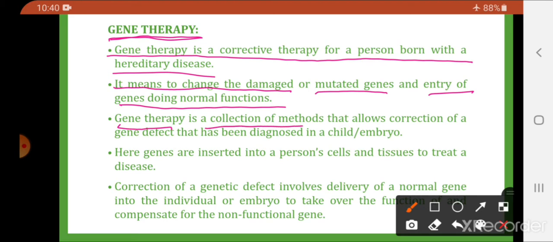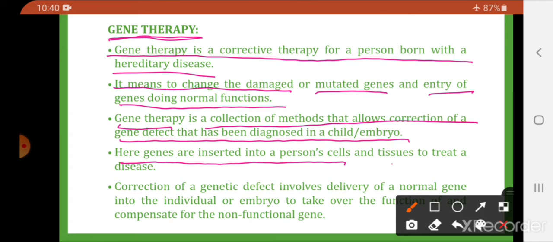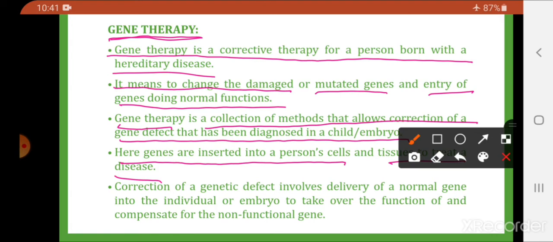Gene therapy is a collection of methods that allows the correction of a gene defect that has been diagnosed in a child or an embryo. So if a child or the embryo of the child is detected with some defective genes, then gene therapy is a method which allows the correction of those defective genes. Here genes are inserted into the person's cells and tissues to treat the disease. So जो भी normal genes हैं, they will be inserted into the cells of the person.